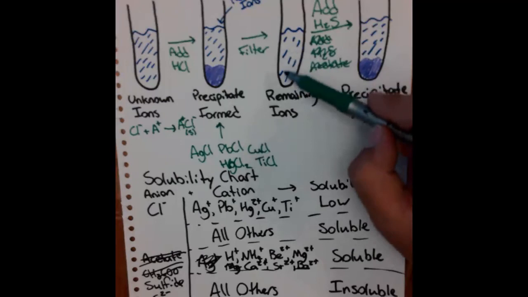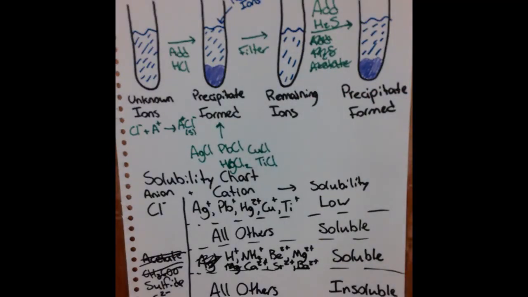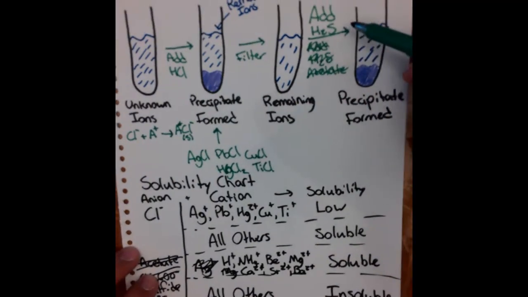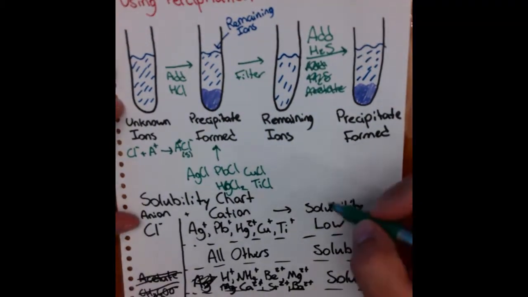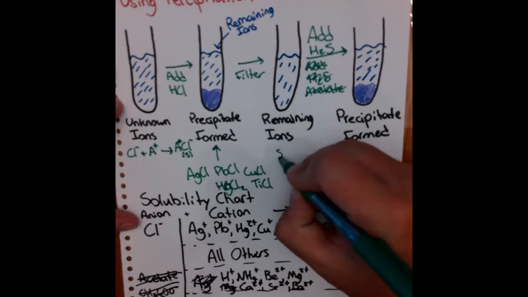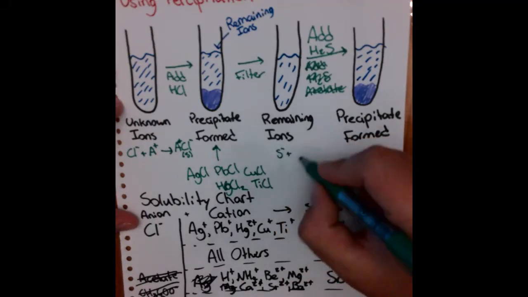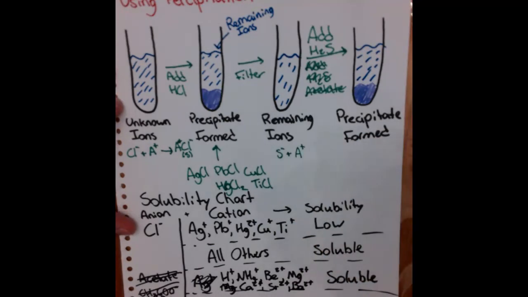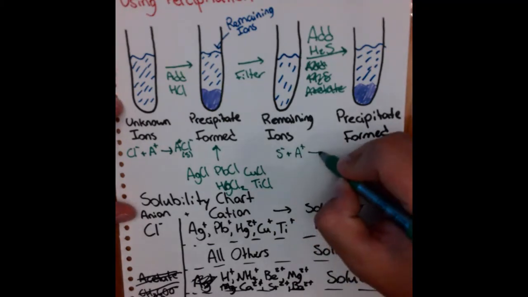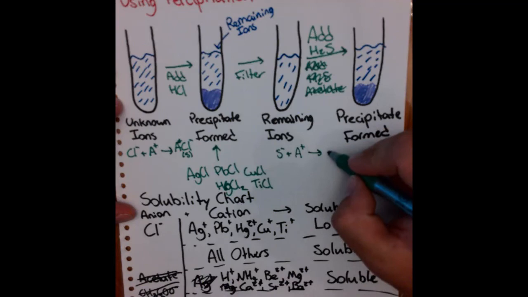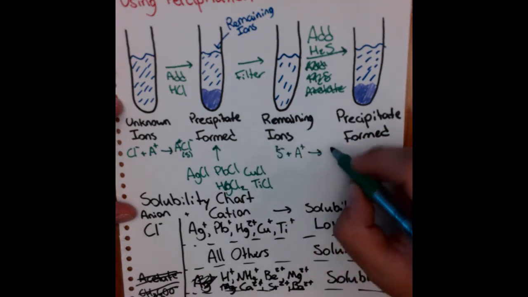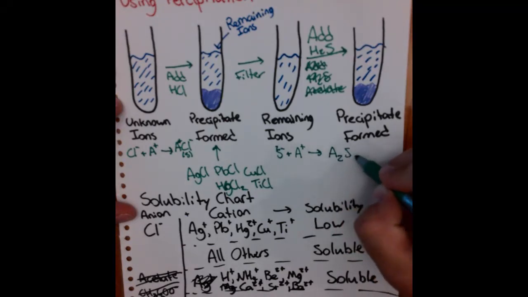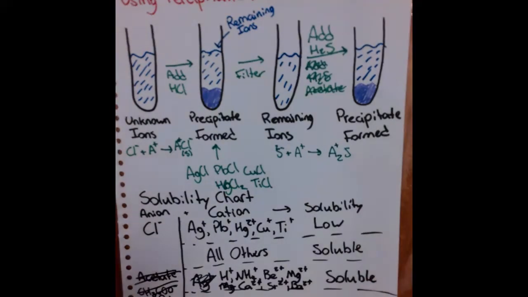However, if we want to look further, and we're not really interested in what the precipitate forming is, maybe we're interested in what these leftover ions that are still in solution are. So we can add something else, H2S, and that would give us a net ionic equation of S2 minus plus A plus, again, just another cation, in order to produce A2S, if it is a single cation.